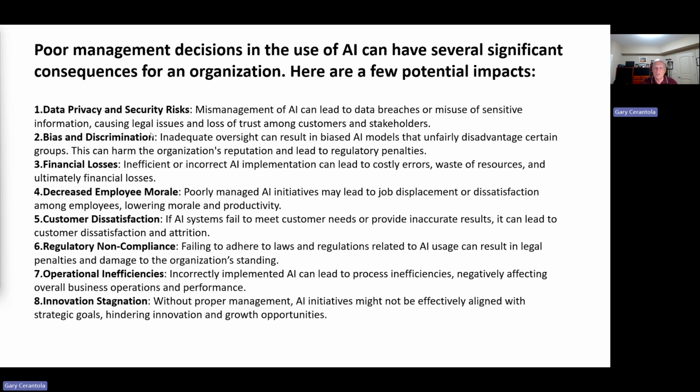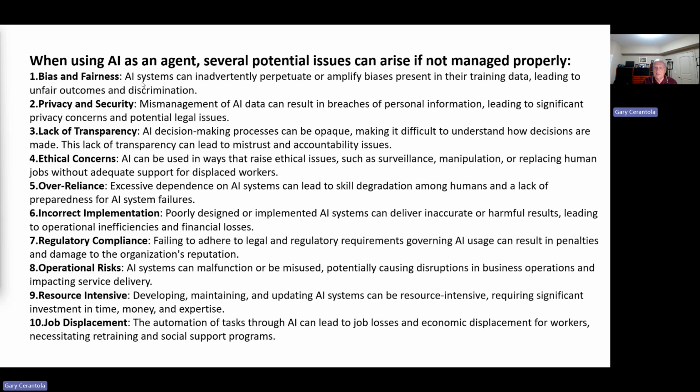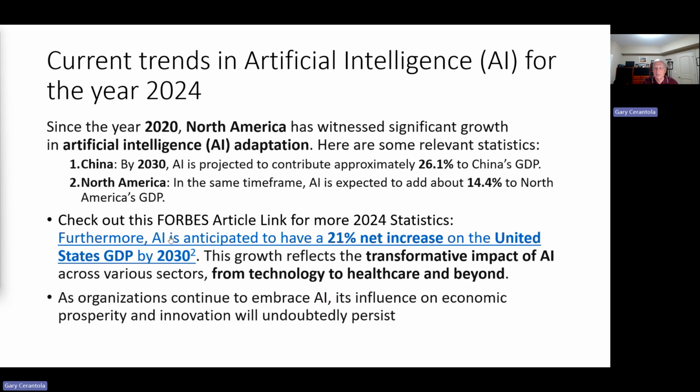Look at the poor management decisions around data privacy and security risks, bias and discrimination, financial losses, decreased employee morale, customer dissatisfaction, regulatory non-compliance, operational inefficiencies, innovation stagnation. Without proper management, AI initiatives might not be effectively aligned with strategic goals, or they may be hindering innovation altogether. And then as an agent, several potential issues, again, that you can go through and really get a sense.